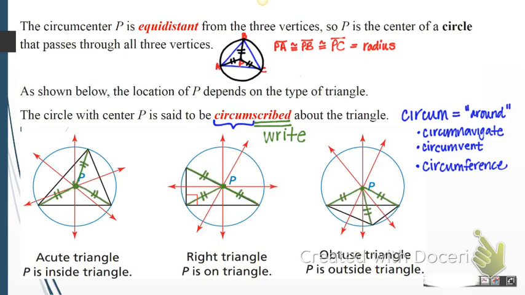So notice in each one of the triangles, P is the circumcenter, and it's equidistant from all three vertices, because each one of those vertices is a point on the circle, right? And centers of a circle are equidistant from the points on the circle.